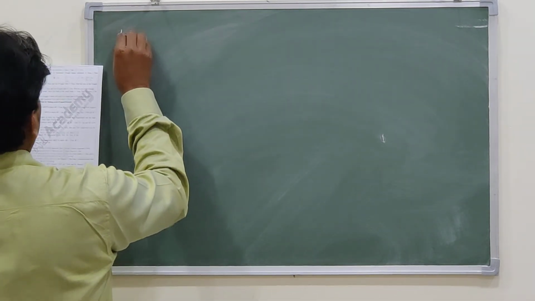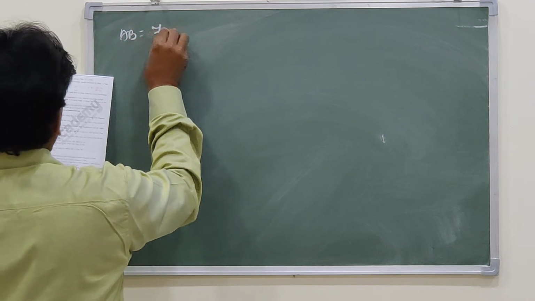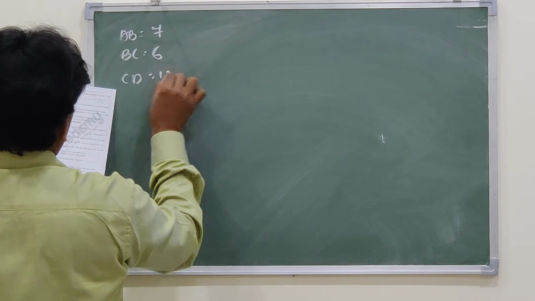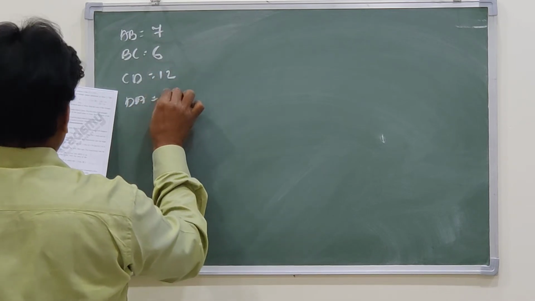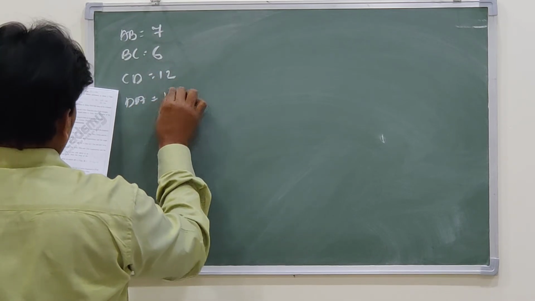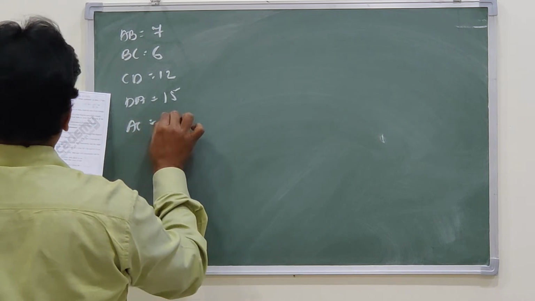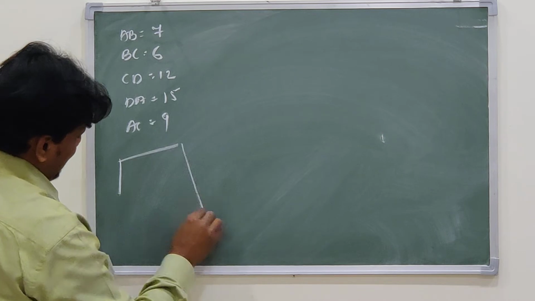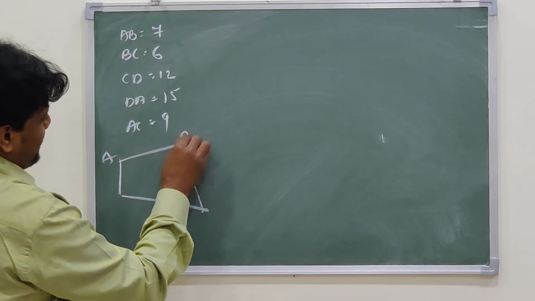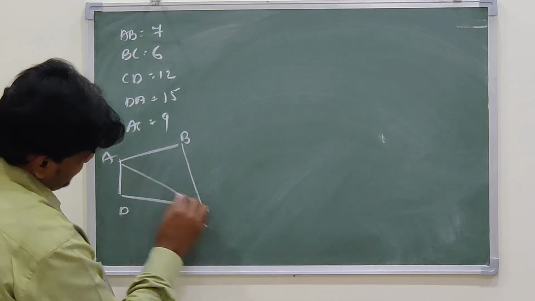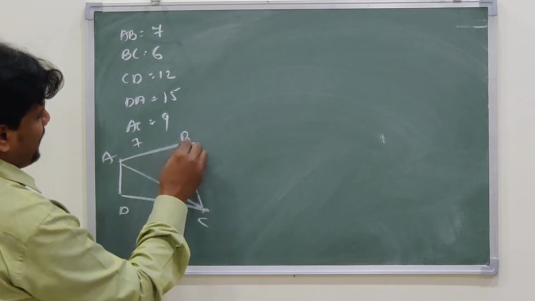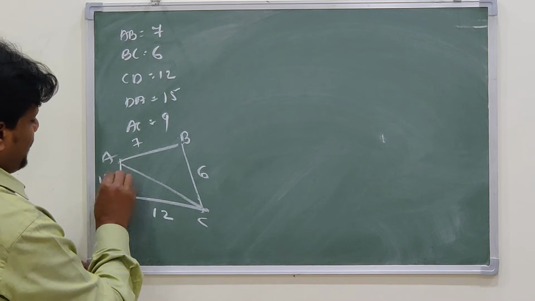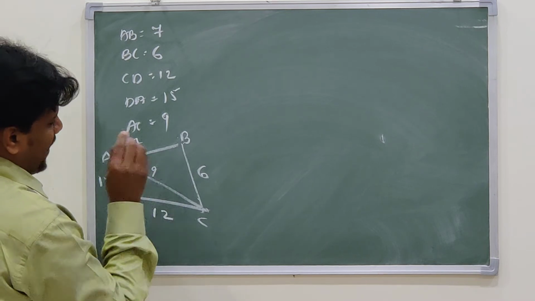In question number 30, they have given AB as 7, BC as 6, CD as 12, and DA as 15, and AC as 9. Let us first make the diagram. So let this be the diagram this time. A, B, C, D. This is AC. So AB is 7, BC is 6, CD is 12, DA is 15, and this is 9.